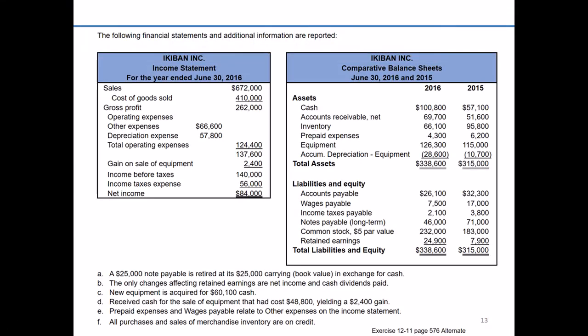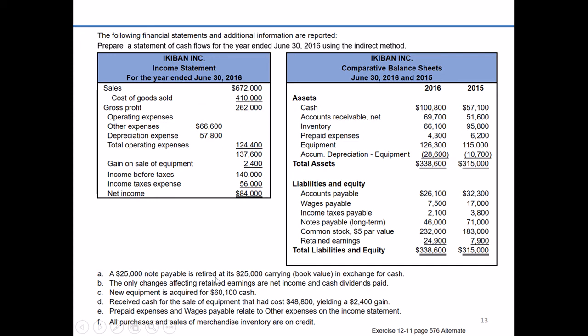In the alternate version of exercise 12-11, we're asked to prepare the statement of cash flow for the year ended June 30th, 2016 for Ichabod Company, and it also notes that in the operating section, we want to use the indirect method. We have the information we need here: our income statement for the latest year end. We also have comparative balance sheets with balances on our assets, liabilities, and equity for both 2015 and 2016. In addition, there's some other information that we'll need in our statement of cash flow.